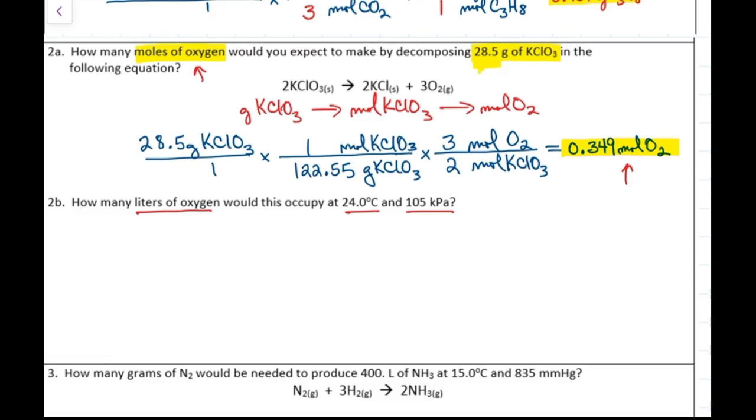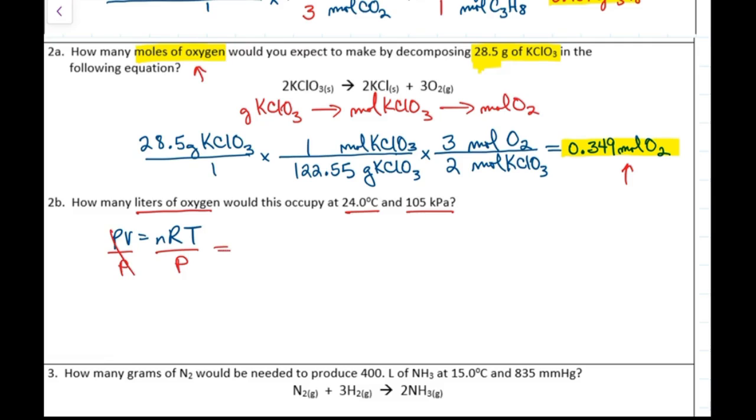So go ahead and see if you can rearrange PV equals nRT without plugging in numbers. Just rearrange that to solve for volume. Go ahead and pause here, please. Okay, so to get volume by itself, we would divide both sides by P. And so we get V equals nRT over P.